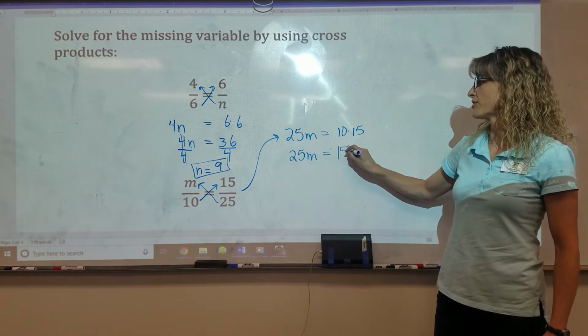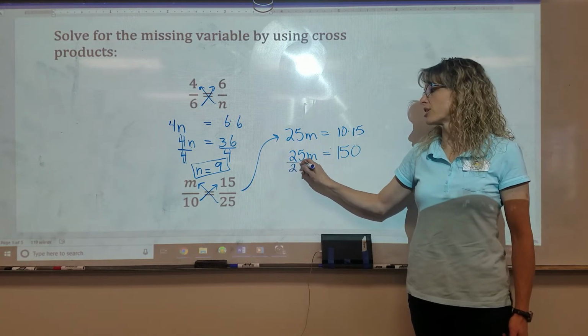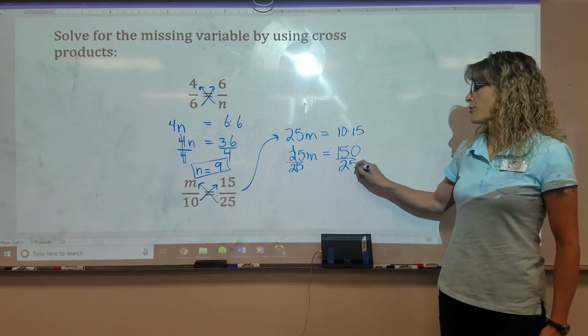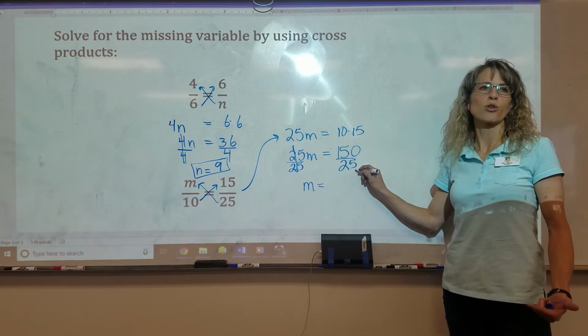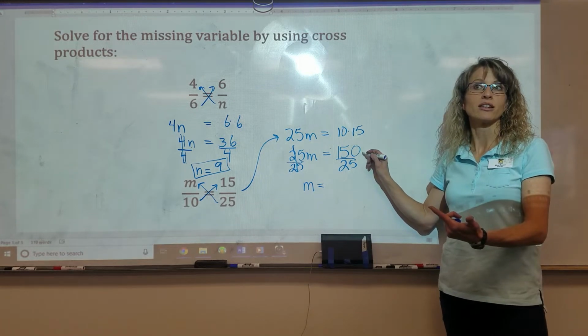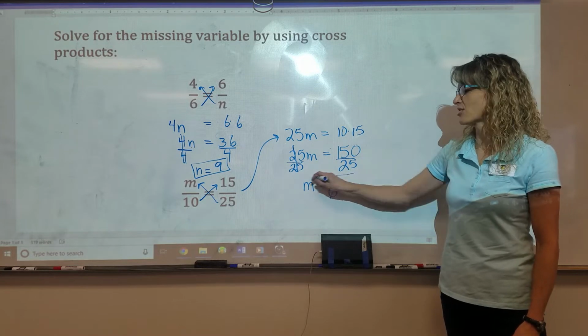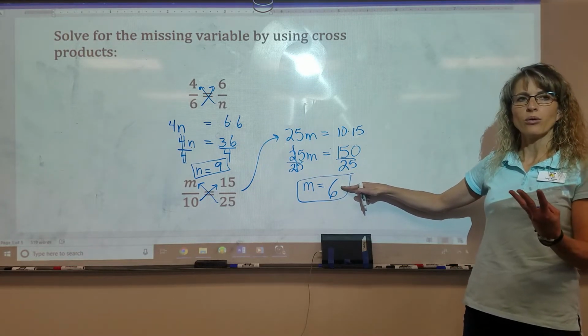25m equals 150. Now to isolate m, I would divide by 25 because that would make it cancel or turn into 1. Keep a balanced equation, do it to both sides. m is now isolated. And I think, how many quarters would go into $1.50? Spencer? 6, right? There's 6 quarters. That's just an easy way, if you think money, sometimes it's easier to divide.